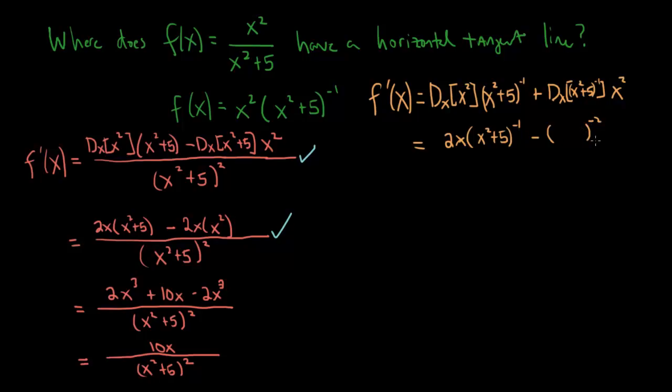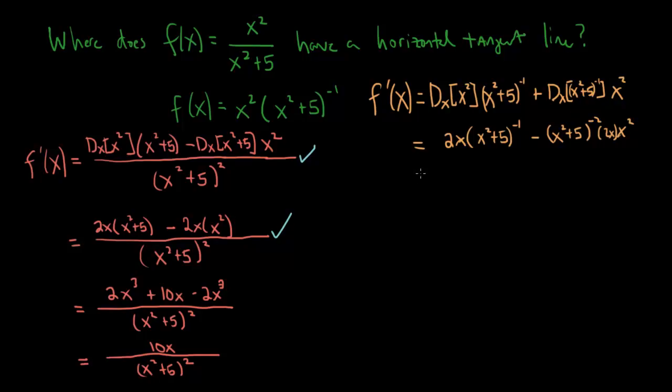But you evaluate the derivative of your outside function at your inside function. The inside function is x squared plus 5. But then you have to multiply by the derivative of your inside function. So what's the derivative of this inside function? It's just 2x. So we have to multiply by 2x. But then don't forget about that x squared up there that we were multiplying by already. So there is the derivative using the chain rule of x squared plus 5 raised to the negative 1 power.